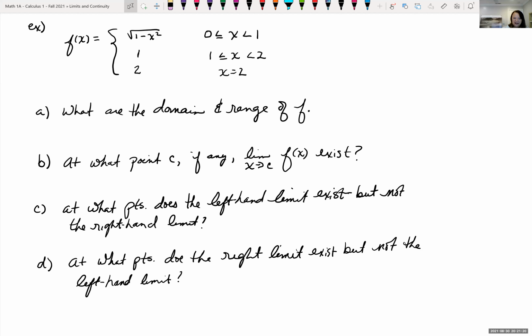So notice where our domain is limited here. We don't have the domain from negative infinity to infinity. Those inequalities are telling us what our domain is. And so the first question is asking, what are our domain and range? And so I can tell by just looking at this what my domain is. And so notice here, I'm hitting all values from 0 to 1. If I look on the number line, I'm including 0 and I'm going all the way to 1, not including.